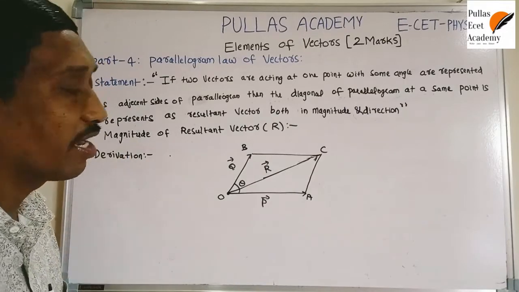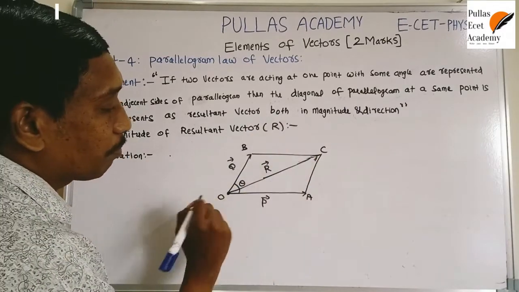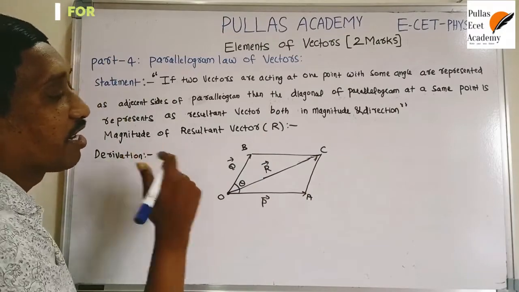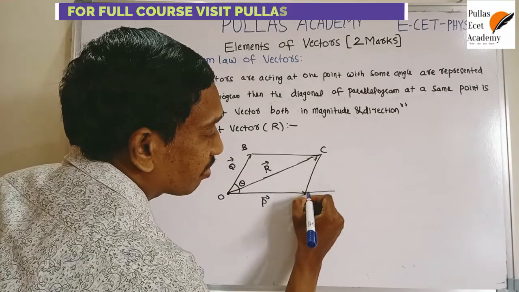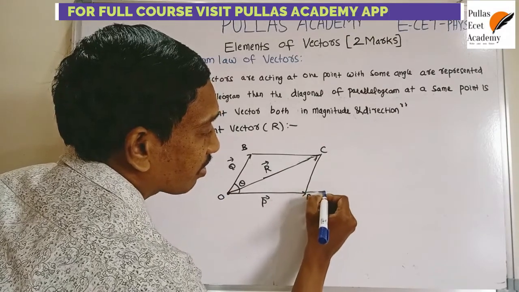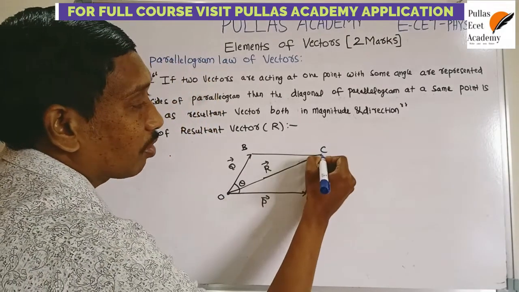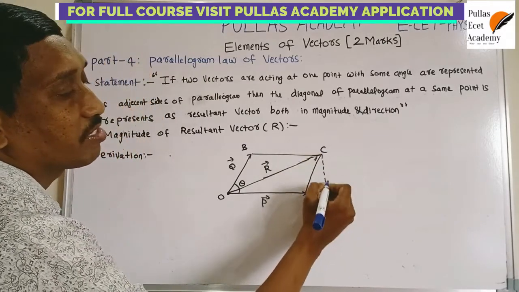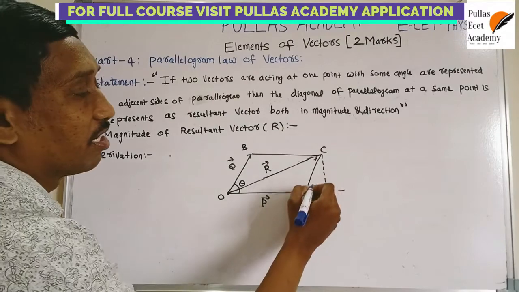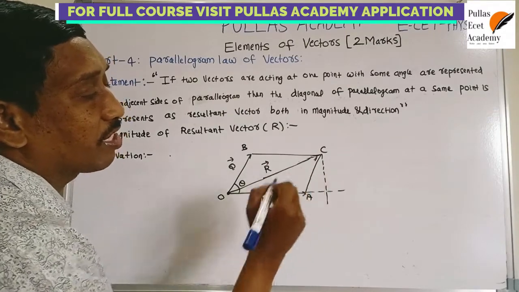Now we will discuss the expression for magnitude. Suppose if you want to derive the expression, it is possible in this way. Extend this OA side. This is the extension. Next, draw the normal line from C. This is imagination, which is why I indicated it with discontinuous lines.